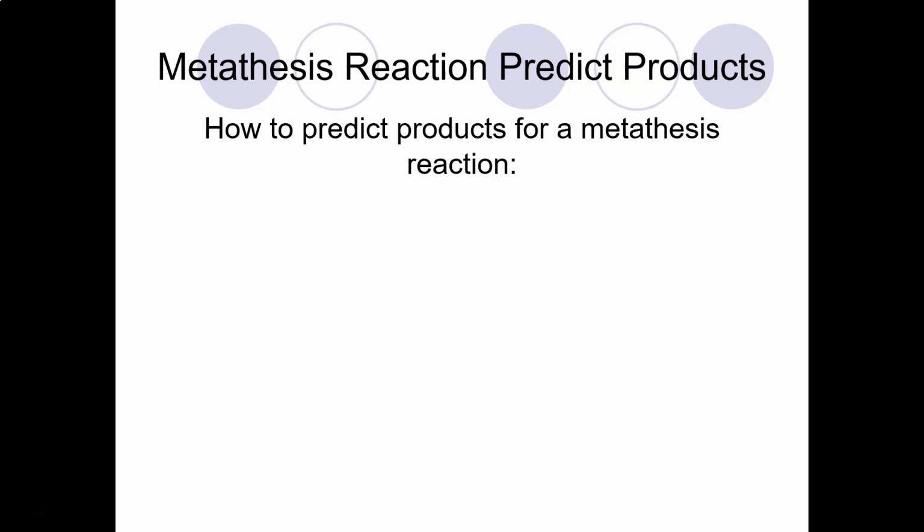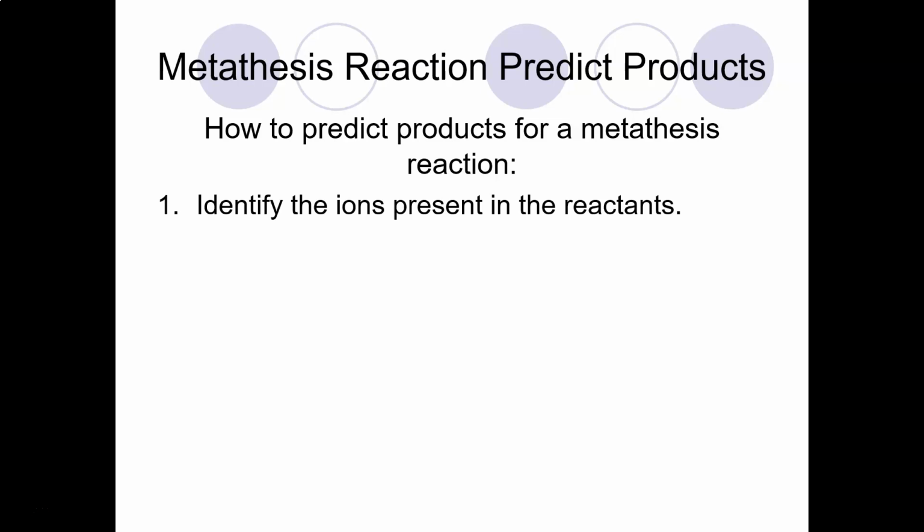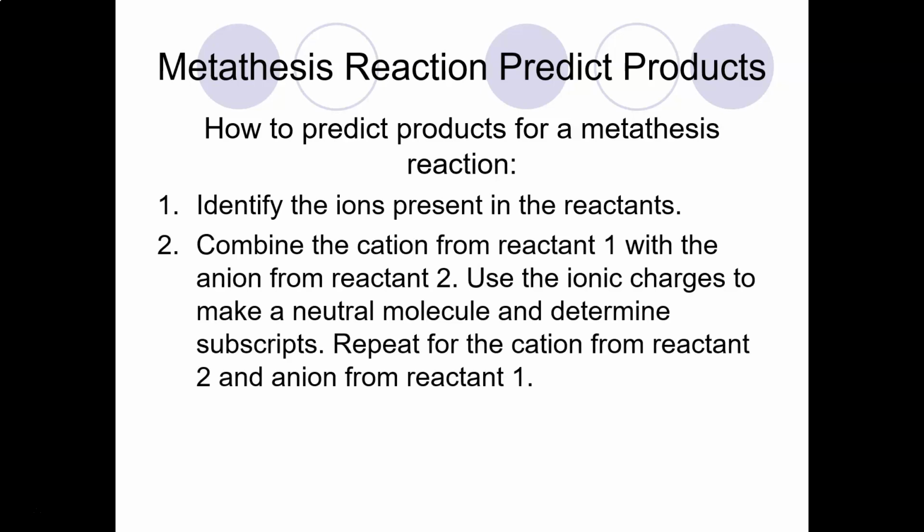So here's how we're going to do that. Step 1. Identify the ions in the reactants. So there should be 4 ions here. There are 2 compounds. First compound, positive charge, negative charge. Identify what they are and what their actual charges are. Second compound, positive charge, negative charge. Identify what they are and then what their actual charges are. So we've got to find those 4 ions first. Then combine the cation, the positively charged thing from the first reactant, with the anion, the negatively charged thing, with the second reactant.